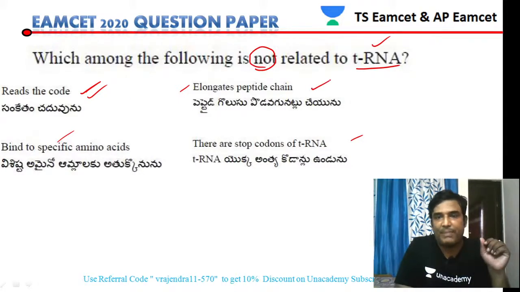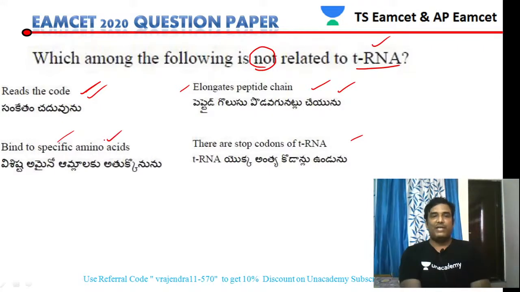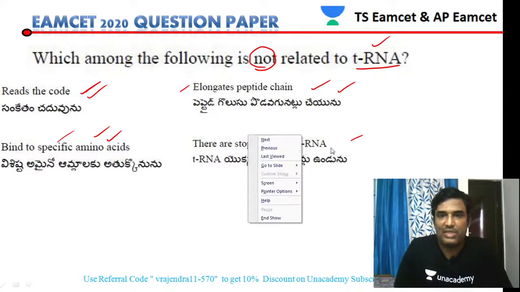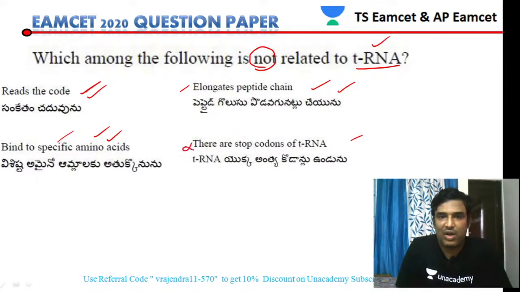Next, elongation of the peptide chain, no doubt tRNA is also involved in elongation of the peptide chain. That is also the right statement. It binds to a specific amino acid, no doubt. That is also the right statement. Then the stop codons: these are not the stop codons, so this is the wrong statement.